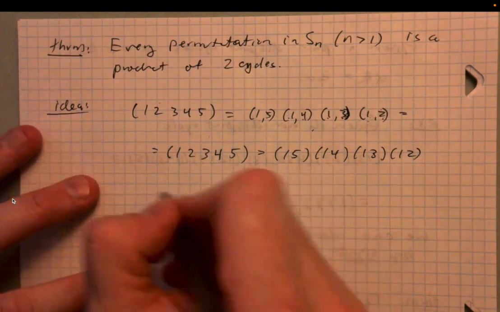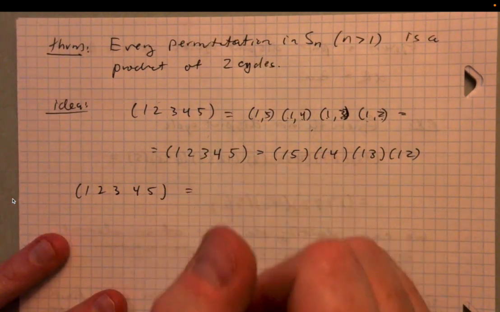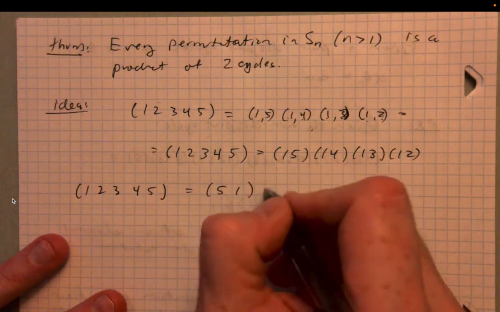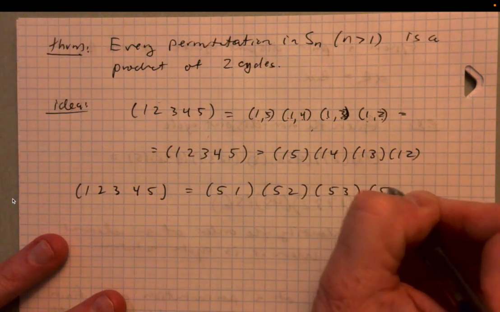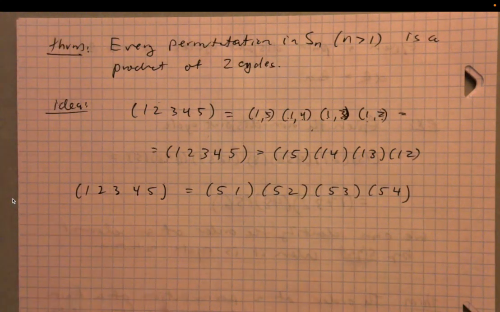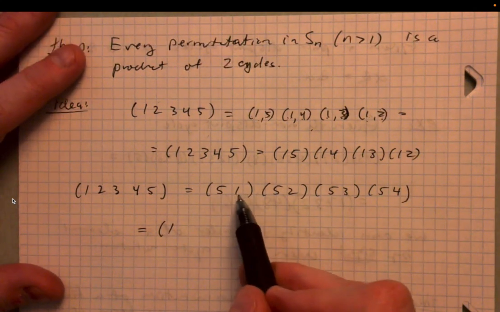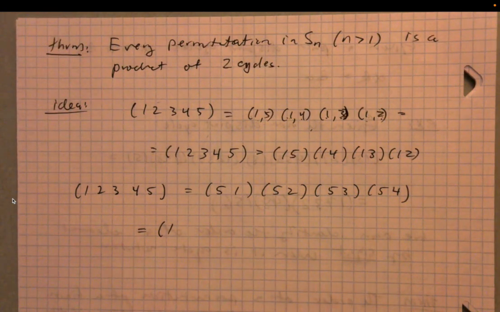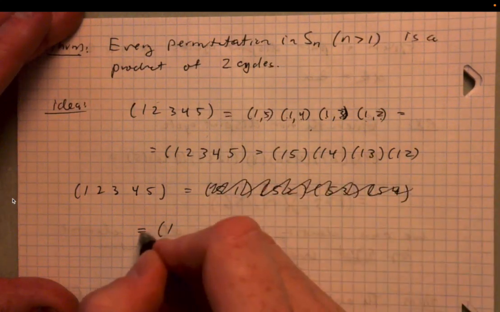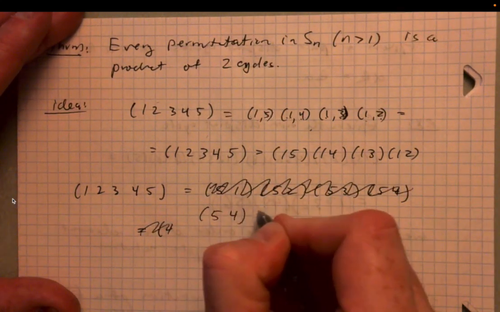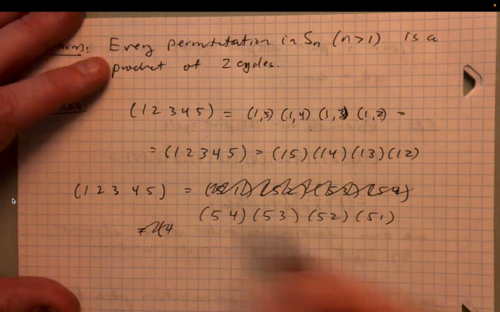Right? Another example, you could write it like this: 5, 1, 5, 2, 5, 3, 5, 4. Right, let's see how this works. Starting with 1, what happens to 1? 1 goes to 5. Wait, one second, I think I did it wrong. Yep, I did it wrong, sorry about that. I got ahead of myself. 5, 4, 5, 3, 5, 2, 5, 1. It's got to cycle in the right direction.